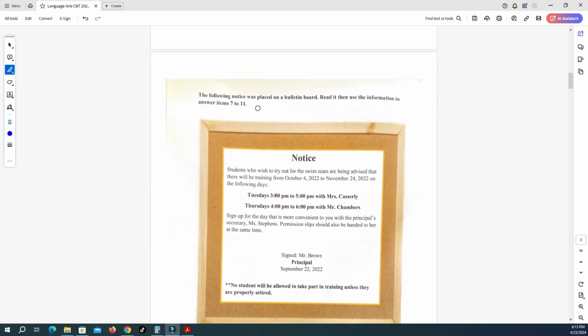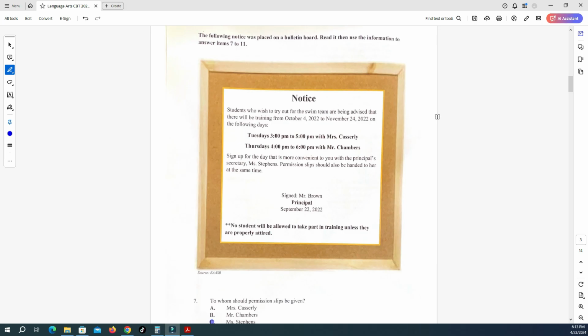The following notice was placed on a bulletin board. Read it, then use the information to answer items 7 to 11. So here it is. It says, notice, students who wish to try out for the swim team are being advised that there will be a training from October 4th, 2022 to November 24th, 2022 on the following days: Tuesday 3 p.m. to 5 p.m. with Miss Casserly, Thursday 4 p.m. to 6 p.m. with Mr.